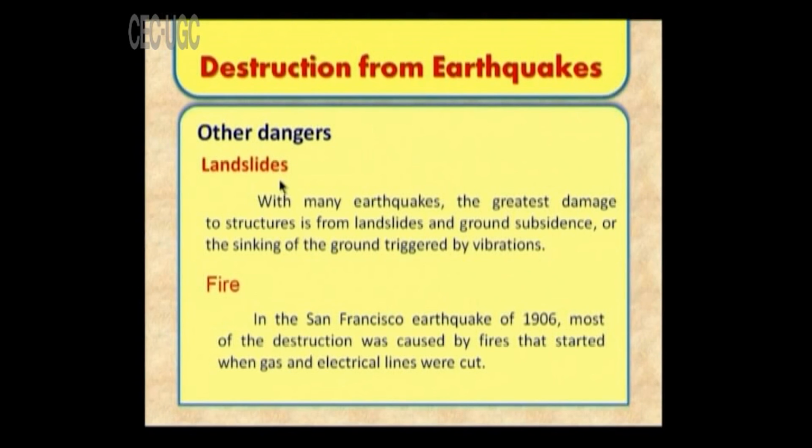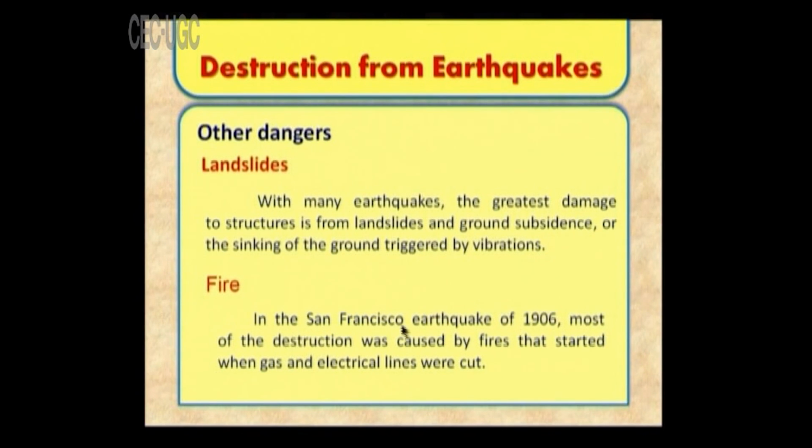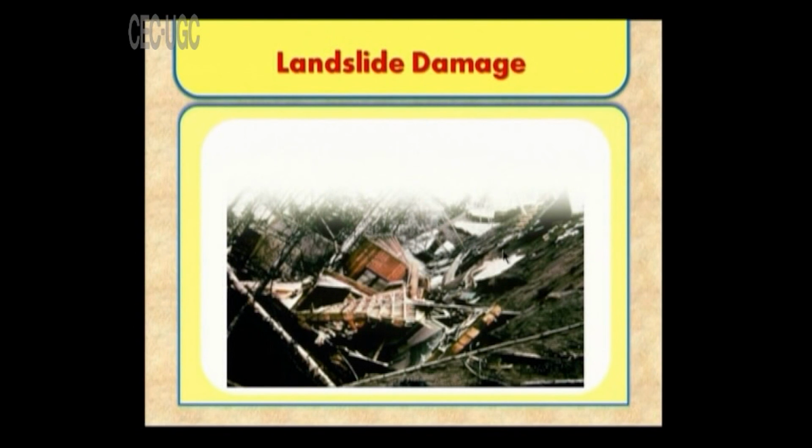And other destruction in earthquakes, not only tsunami, we can get landslides also. So, in most earthquakes, the greatest damage to structures comes from landslides and ground subsidence, or sinking of the ground, triggered by vibrations. Due to earthquakes, hilly areas and other places easily get landslides. And also fire, for example, in the San Francisco earthquake of 1906, most of the destruction was caused by fires that started when gas and electrical lines were cut. You can see this diagram of how the land subsides and landslides occur due to earthquakes.